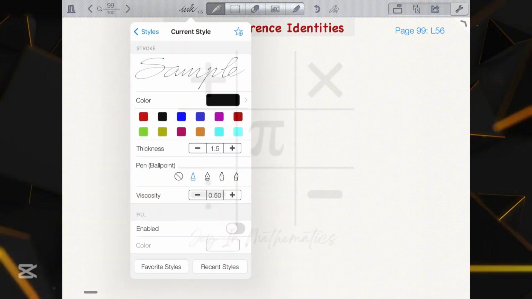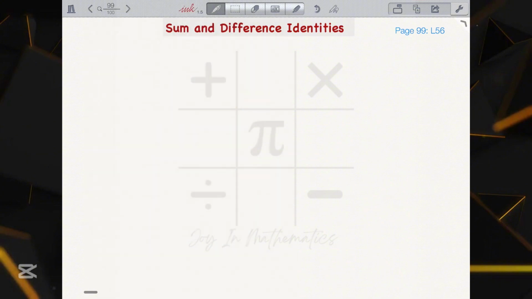Now, let's recall those fundamentals, where we have sine squared theta plus cos squared theta is equal to 1, and if we divide all through by sine squared theta, we will have 1 plus cot squared theta is equal to cosec squared theta. And if we divide the first expression all through by cos squared theta, we will have tan squared theta plus 1 is equal to sec squared theta. So these are the fundamental trigonometric identities.